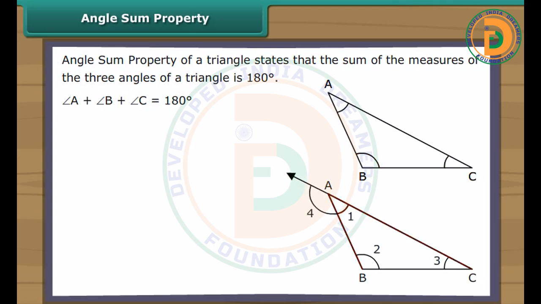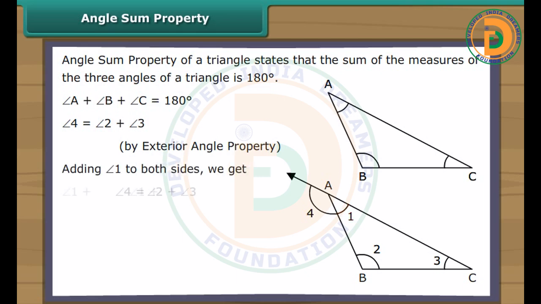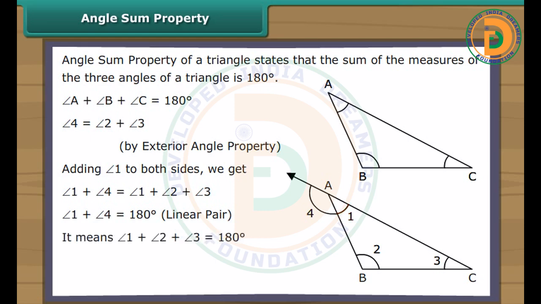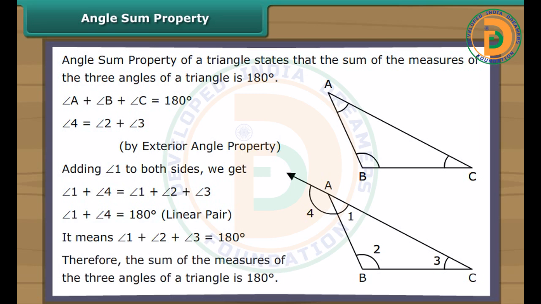Extend side BC. Angle 4 is equal to angle 2 plus angle 3 by exterior angle property. Adding angle 1 to both sides, we get angle 1 plus angle 4 is equal to angle 1 plus angle 2 plus angle 3. Angle 1 plus angle 4 is equal to 180 degrees, linear pair. It means angle 1 plus angle 2 plus angle 3 is equal to 180 degrees. Therefore, the sum of the measures of the three angles of a triangle is 180 degrees.